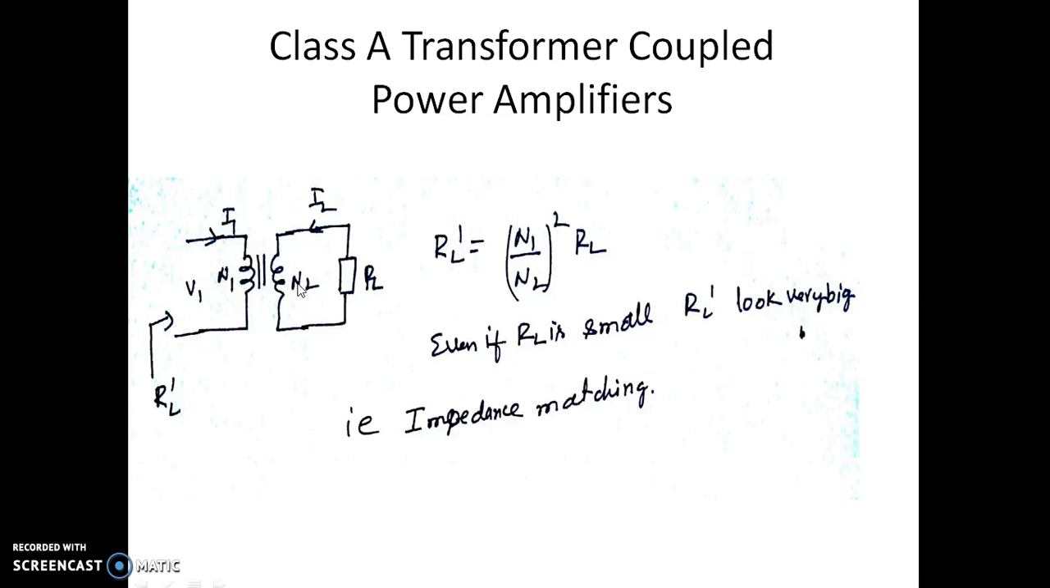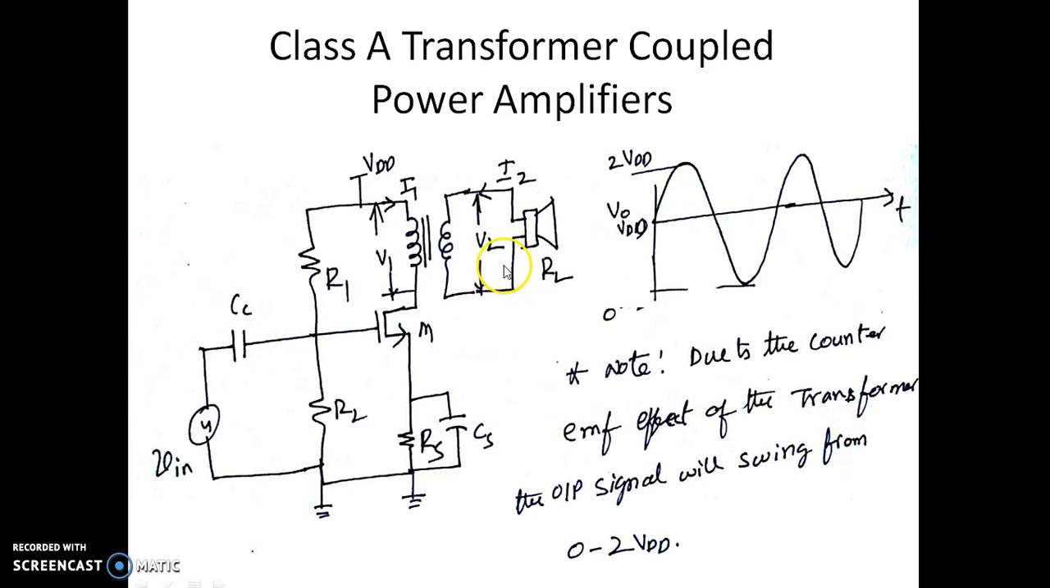Let us have a look at how a transformer coupled power amplifier looks like. Now this is a MOSFET M1 transistor, and you can see we have R1 R2 which is used to bias the MOSFET so that for the entire input cycle it conducts. And we can see now at the load we have this transformer, and there is a load in the form of a speaker connected here to the secondary. Let us see what is the output.